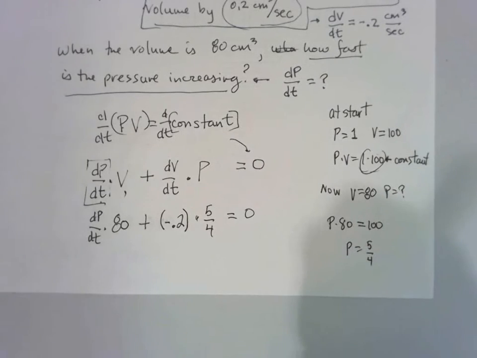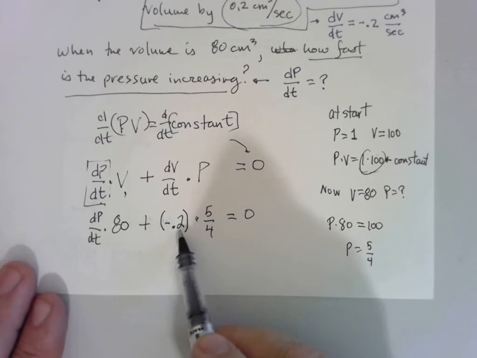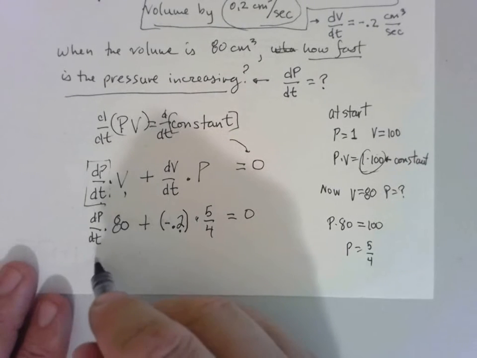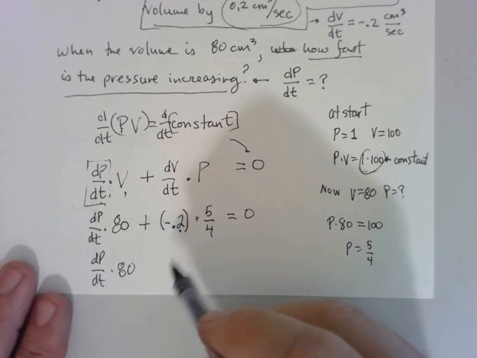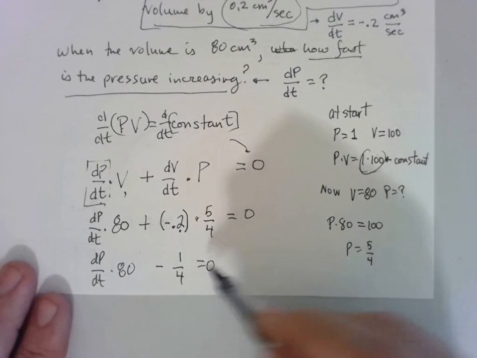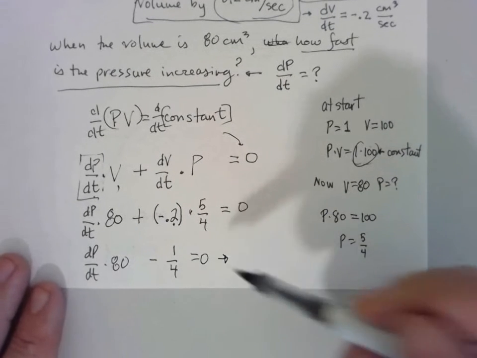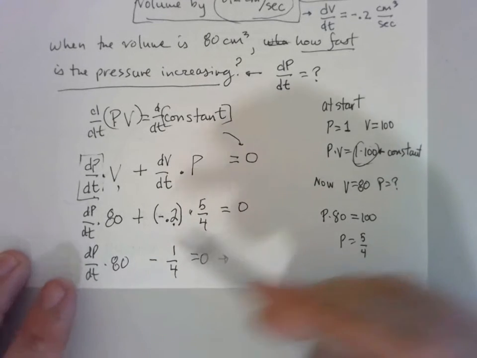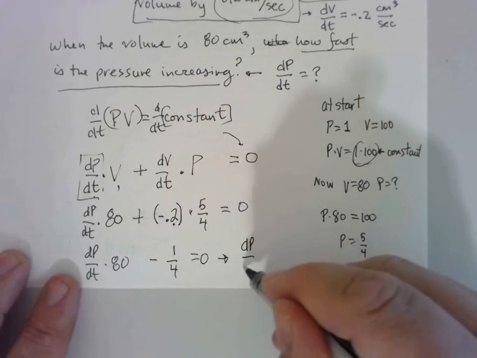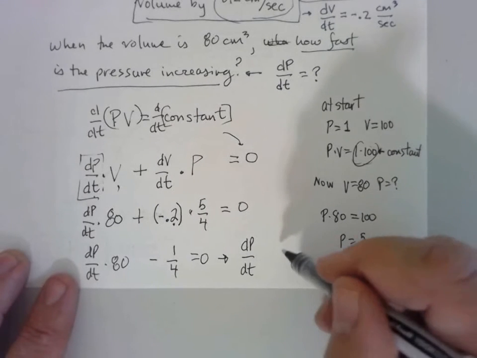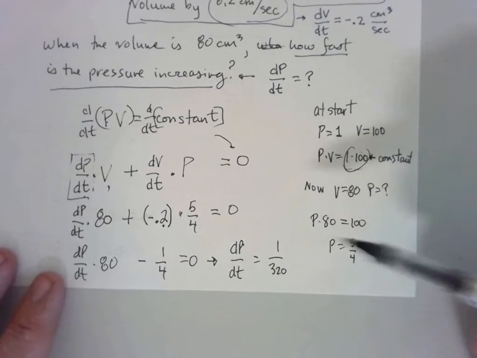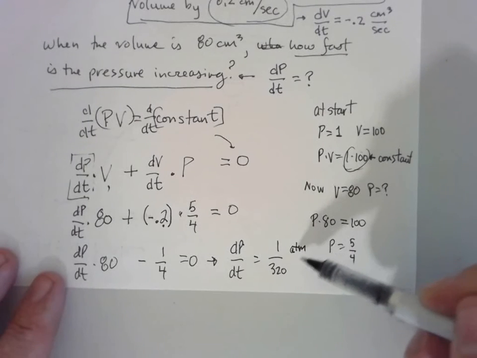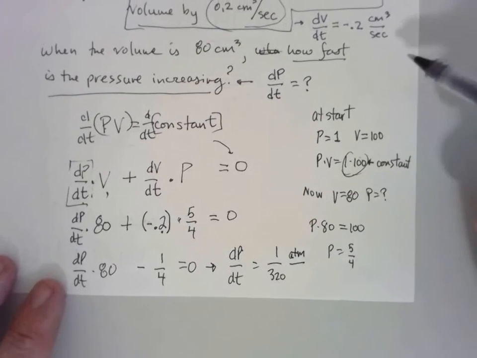This equals 0. So now I have a bit of algebra to do to figure out what dp dt is. So let me see here. This is 1/5 or minus 1/5 times 5/4. So dp dt times 80. This is negative 1/5 times 5/4. That's negative 1/4 equals 0. I'm running out of space down here. If I add the 1/4 over, then divide by 80, dp dt is 4 times 80, which is 320. And then my units for pressure in this problem were atmospheres, and my units for time was seconds.